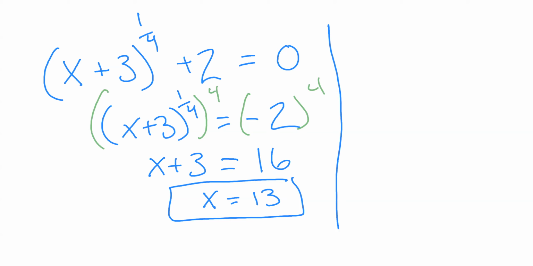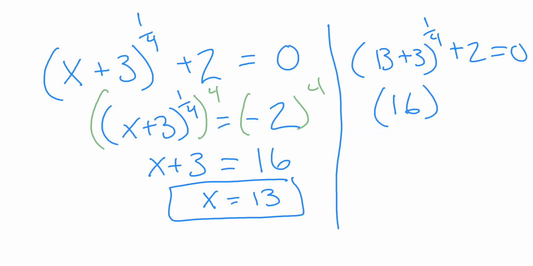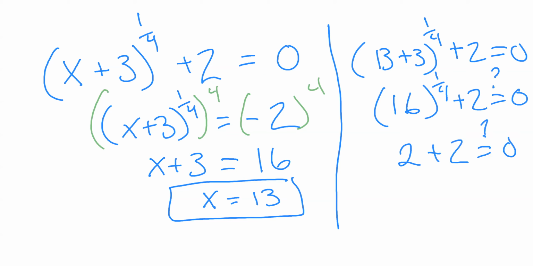So if x is 13, we've got 13 plus 3 to the 1/4 plus 2 equals 0. So 13 plus 3 is 16 to the 1/4 power is 2. And 2 plus 2 does not equal 0. It equals 4. So there is no solution here.